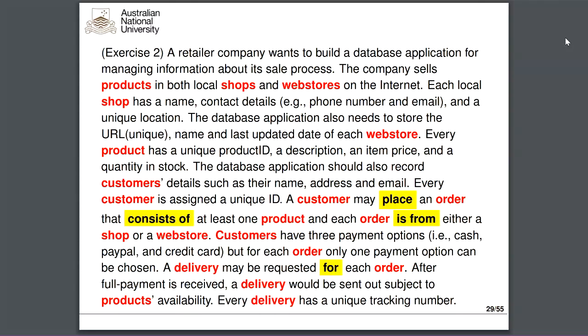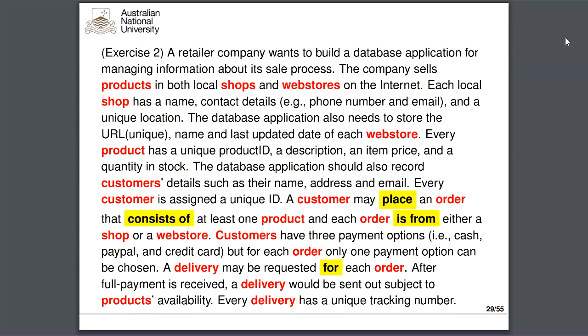A relationship is, for example, in this case, a customer may place an order. So usually between two entities, or a few entities, right? Customer is an entity, order is an entity, so the two entities are connected by a relationship, which is place order. And then an order consists of some products, at least one product. So the order is connected with product by the relationship consists of. And each order is from either a shop or web store.